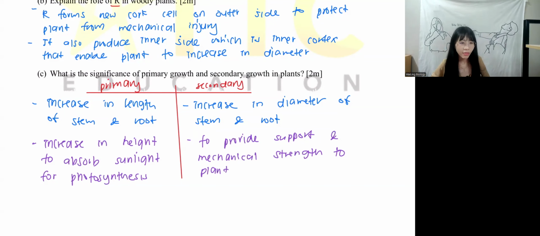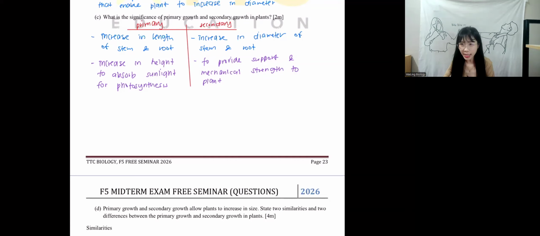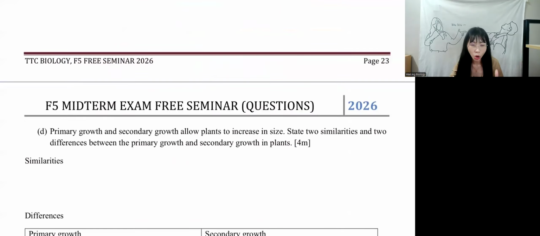Then you raise your hand, wait for 10. We're gonna try the next question. Okay, primary growth and secondary growth allow plants to increase in size. State 2 similarity and 2 differences between primary growth and secondary growth in plants. Okay, over here, the question already mentioned they increase in size. So we cannot write this as a similarity because it's in the question.